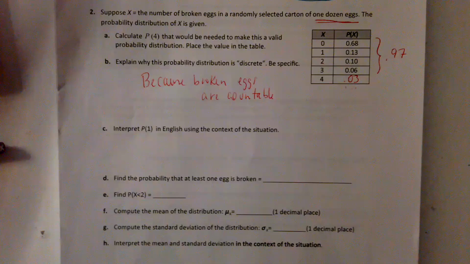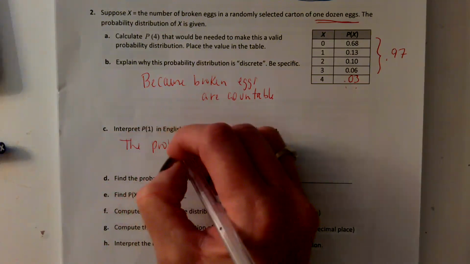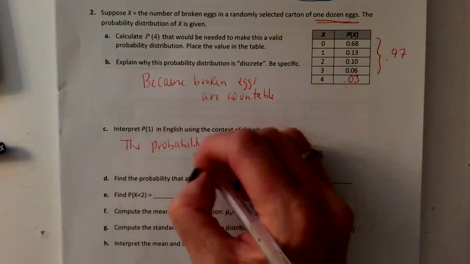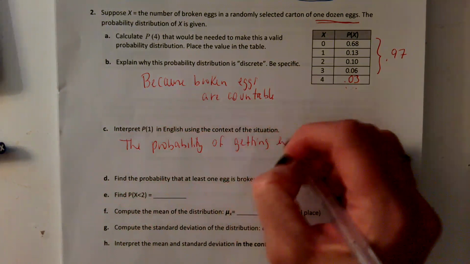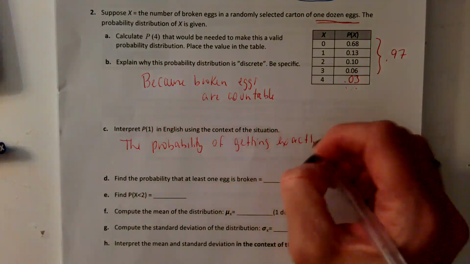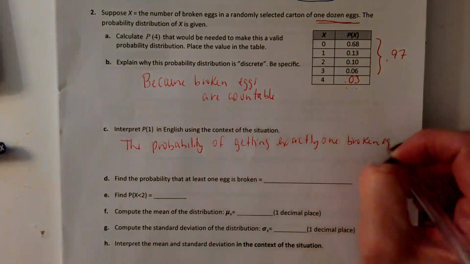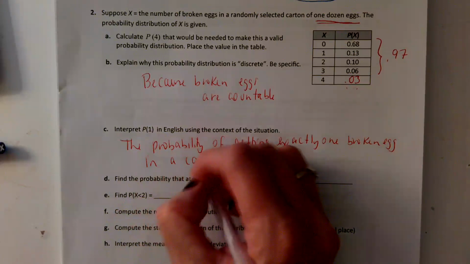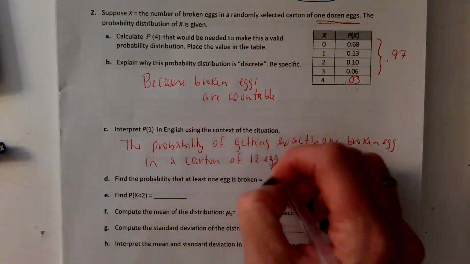C says interpret P of 1. And that is the probability of getting exactly 1 broken egg in a carton of 12 eggs.